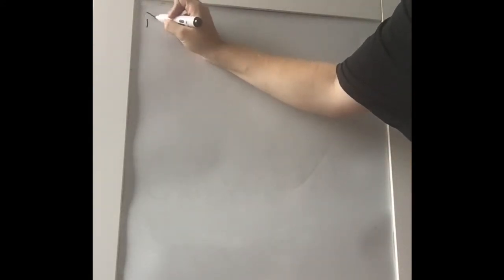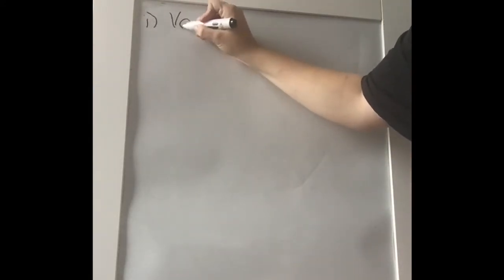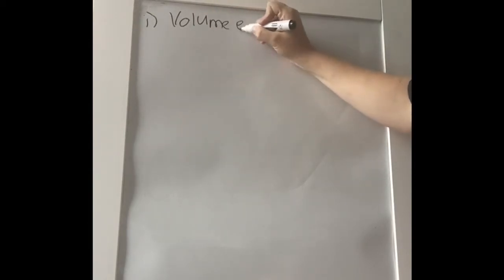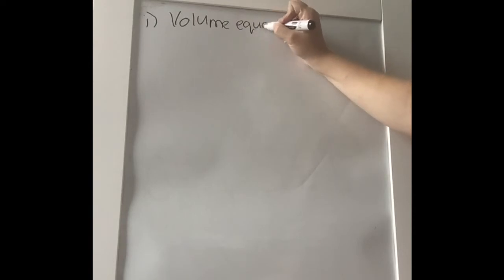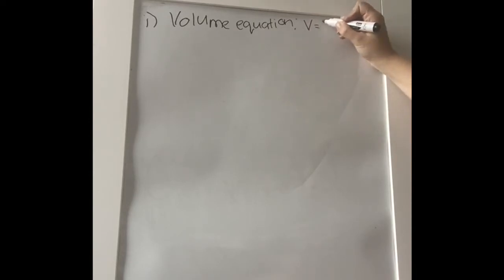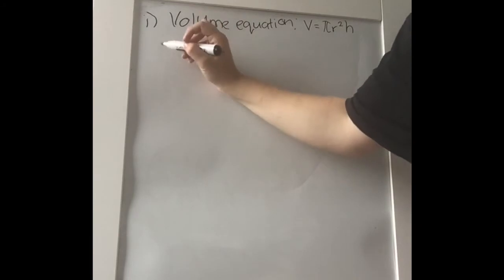So for this question, a rainwater tank is to be designed in the shape of a cylinder with radius r meters and height h meters. The volume of the tank is 10 cubic meters. Let A be the surface area of the tank, including its top and base, in square meters. And the first part of the question says, given that A is 2 pi r squared plus 2 pi r h, show that A equals 2 pi r squared plus 20 over r.